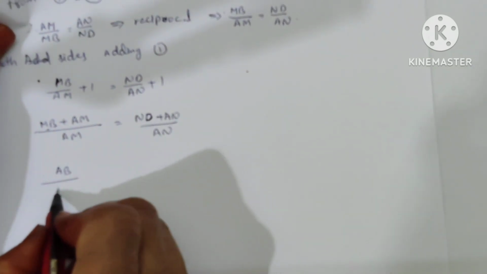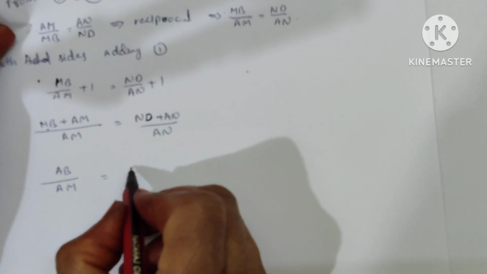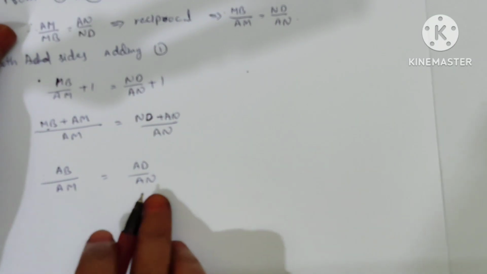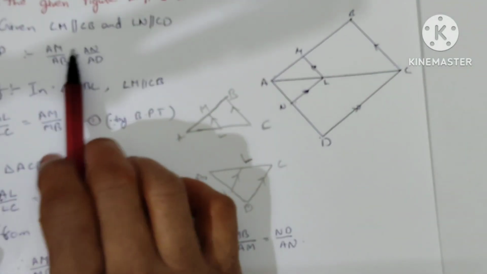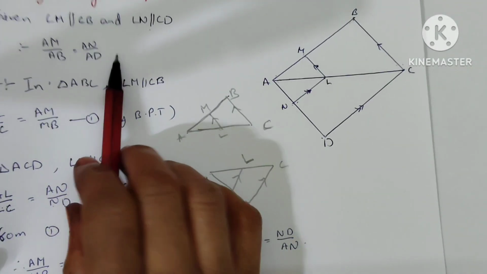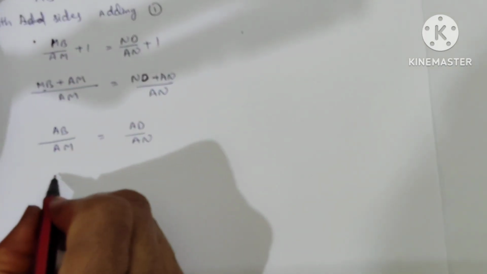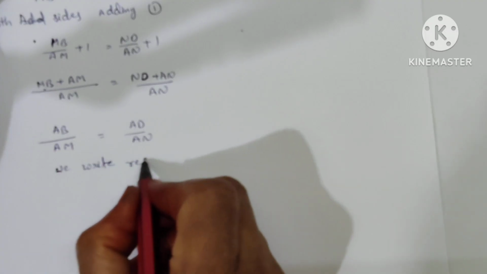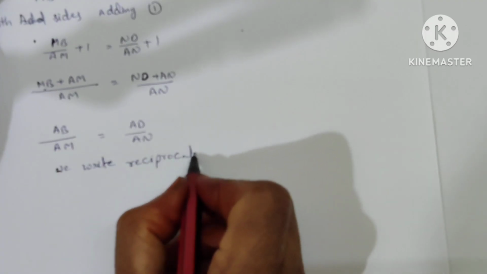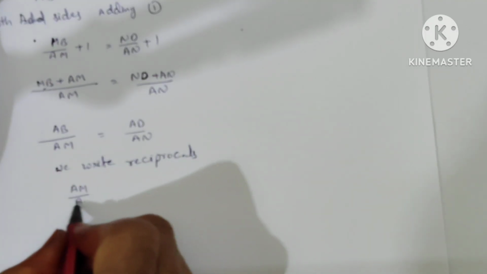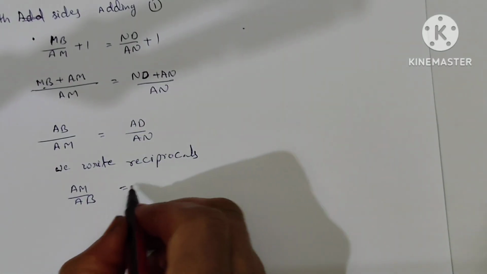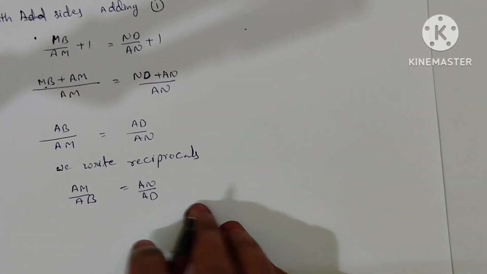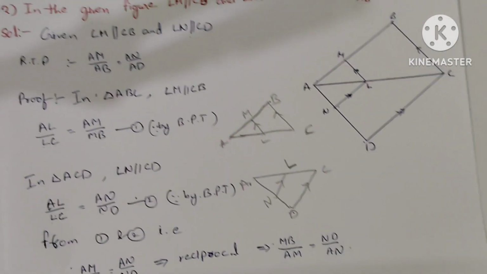So AB by AM equals AD by AN. Here we are asked AM by AB equals AN by AD, so we write the reciprocals. Reciprocals means AM by AB equals AN by AD. So this is our required solution. This is the complete solution of the second one.